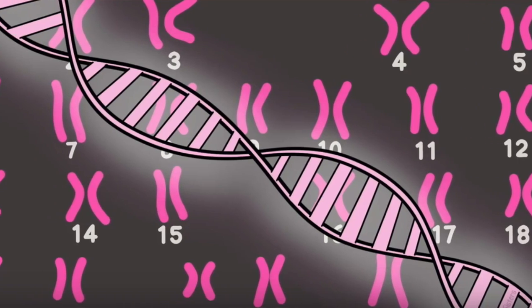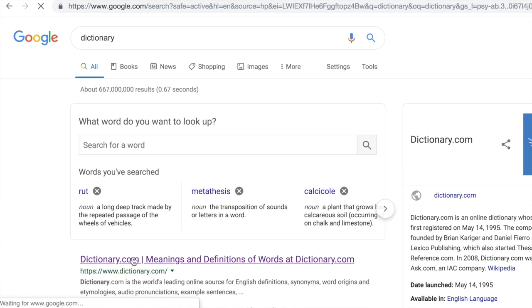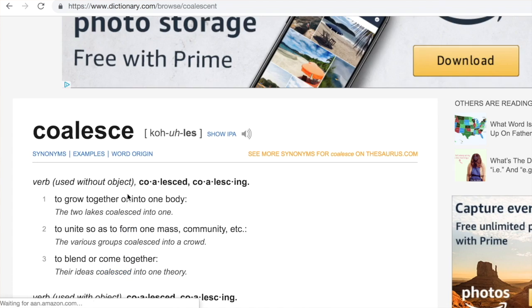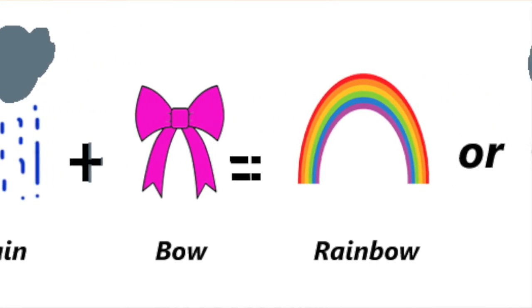What is the coalescent theory? The coalescent theory is a simple model that shows the relationship of how one allele relates back to the common ancestor. Firstly, coalescent comes from the word coalesce, which is the act of coming together. Like two people could coalesce in marriage, or two words can coalesce to form another word.